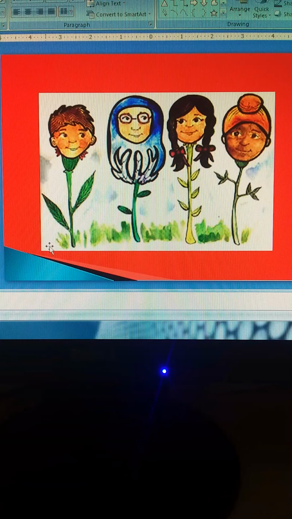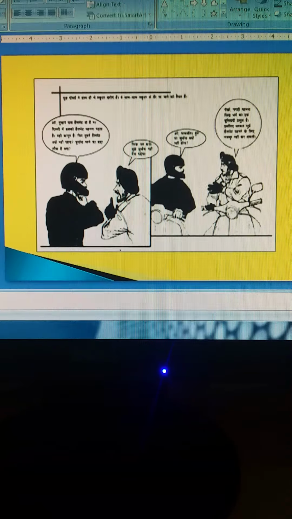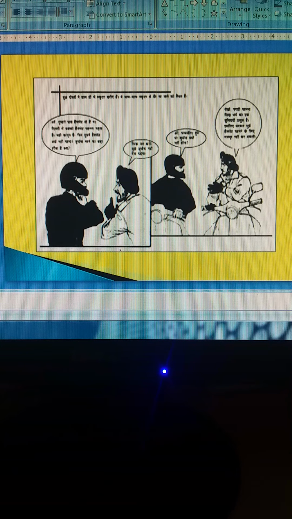So what does this slide represent? It represents that everyone has equality. This is a Sikh, this is a Christian, or any other caste group, religion or class. They have been given equal opportunity in our country. Let us take another example with a story given in your book.